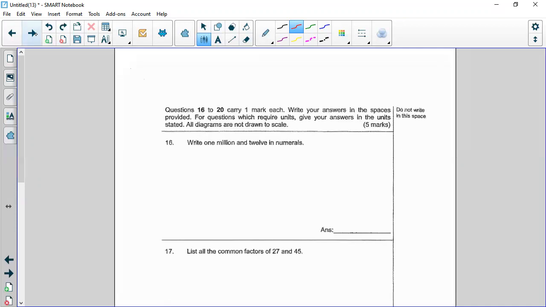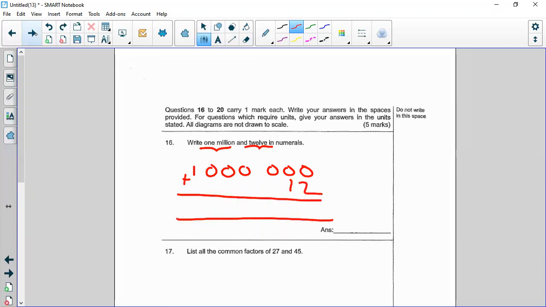Okay. All right. Write 1,000,012. Now this is quite easy, but you got to watch out for the big number. It's because it's a very big number. There are many digits. So you may want to write one by one into numerals if you are not so sure, and then you just plus them together. So your numeral is 1,000,012.